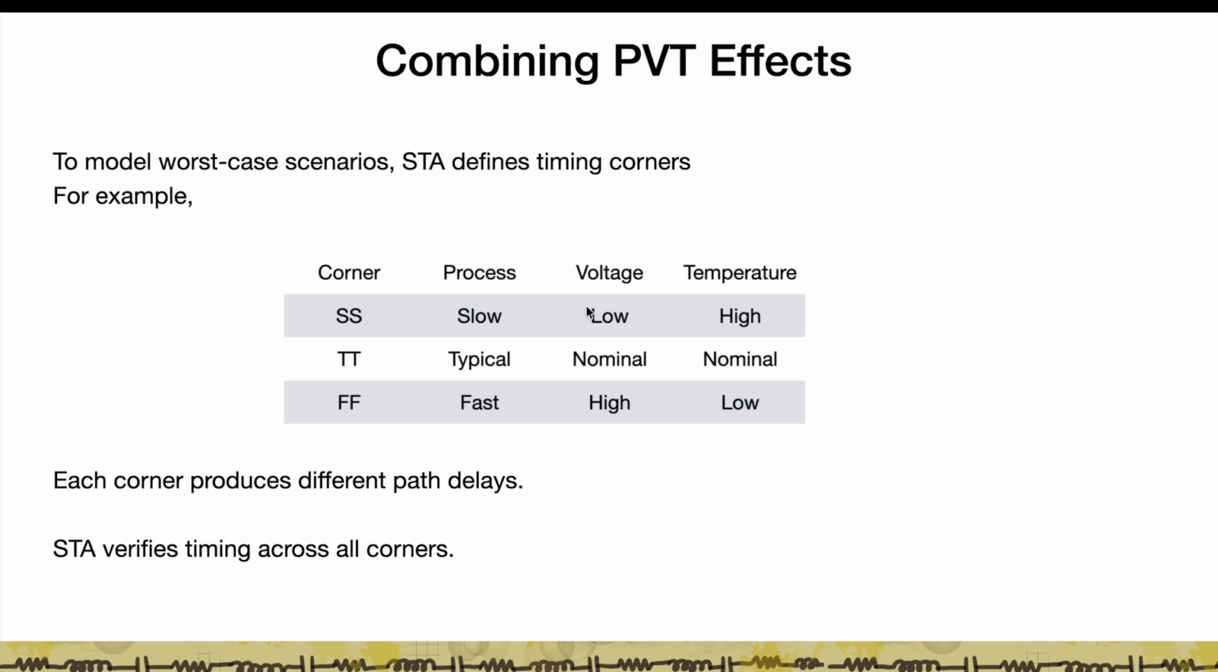Some chips will need SS at the end of battery life in a hot environment. Others will run FF, fresh off the charger in an air conditioned room. STA has to verify that the design works at all of them.